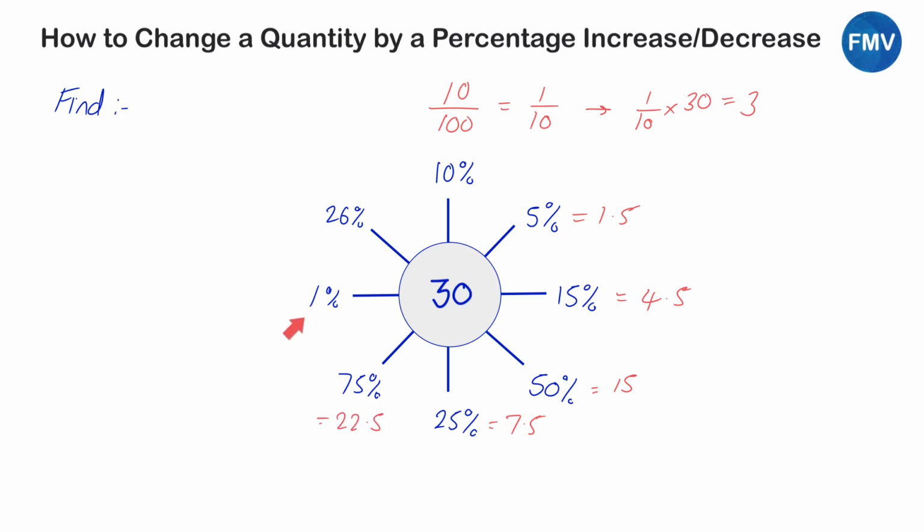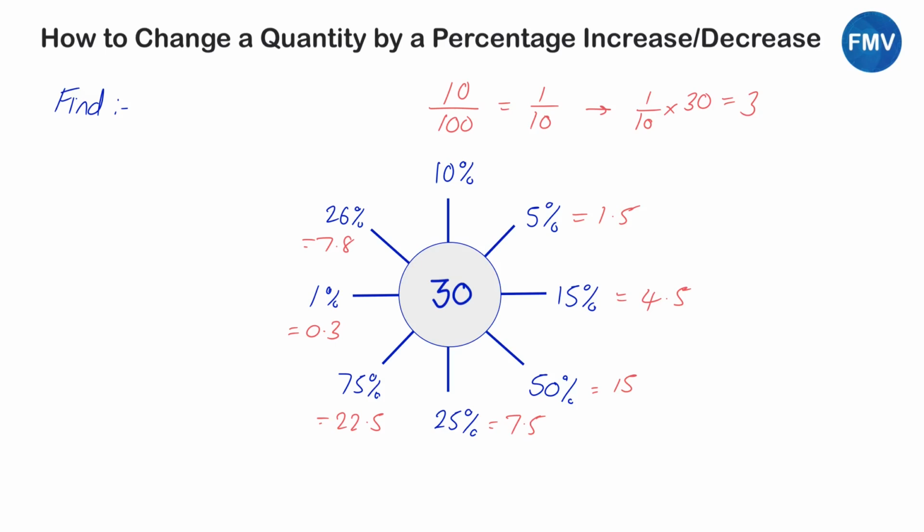1%, that's 1/100th of 30. So you're just dividing 30 by 100, and that gets you 0.3. So the last one, 26%, well, we've got 25%, which is 7.5, and we've got 1%, which is 0.3. So we can add those two together to get 26%. Well, 7.5 add 0.3 is 7.8. So that's a real quick recap on basic percentages.